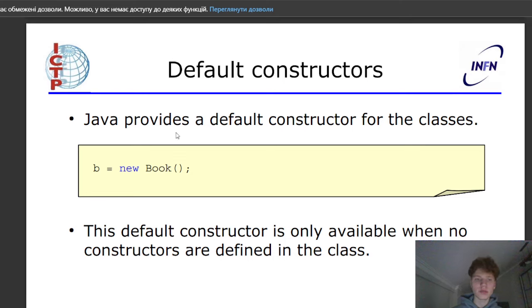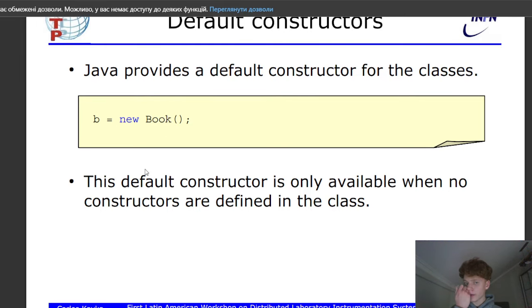Default constructors. Java provides default constructors for the classes. Actual new Book. This default constructor is only available while no constructors are defined in the class.